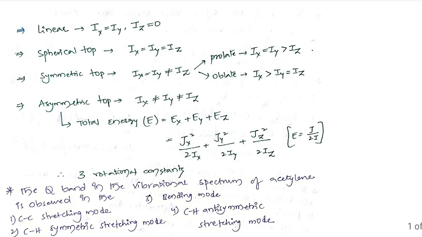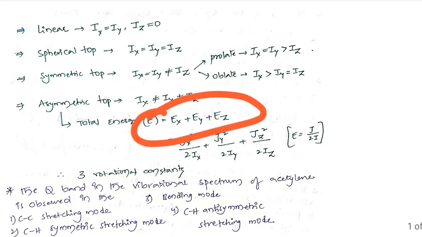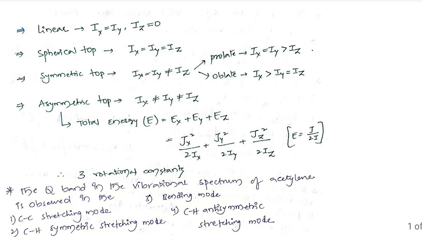Okay, and for this the total energy is considered as Ex plus Ey plus Ez. Now we know that E is equal to J by 2I. Here J is rotational constant and here I is moment of inertia. From that we can say that there are three rotational constants along X, Y and Z. So three different rotational constants are observed for asymmetric top molecule.